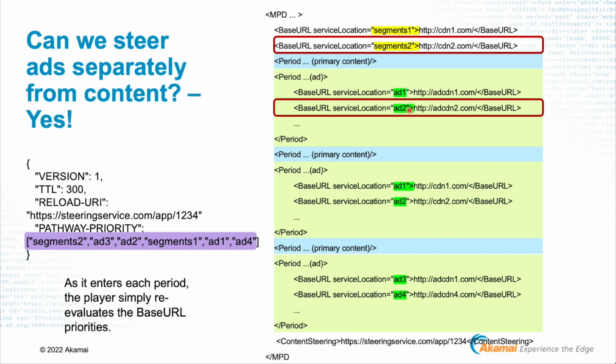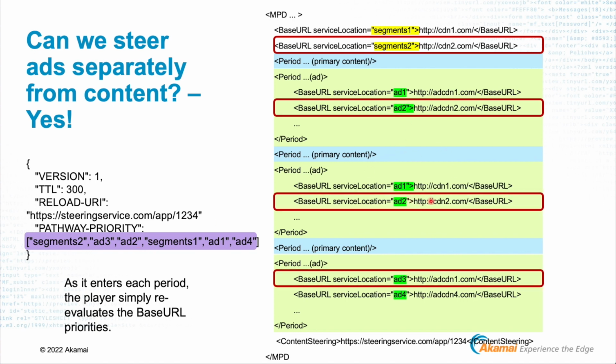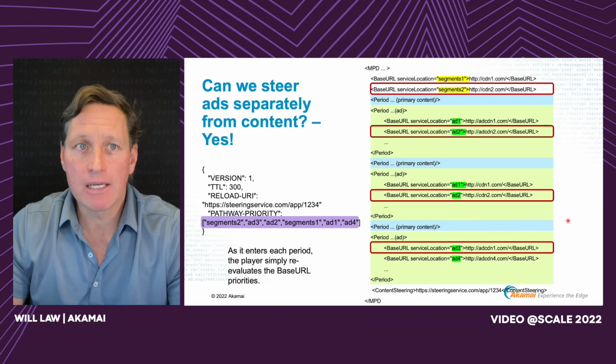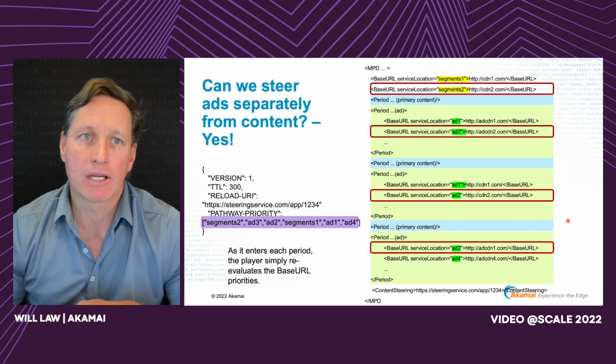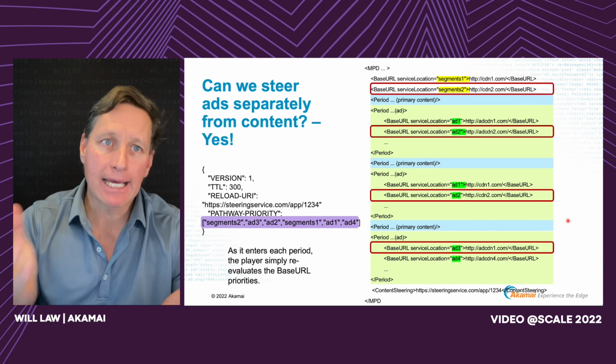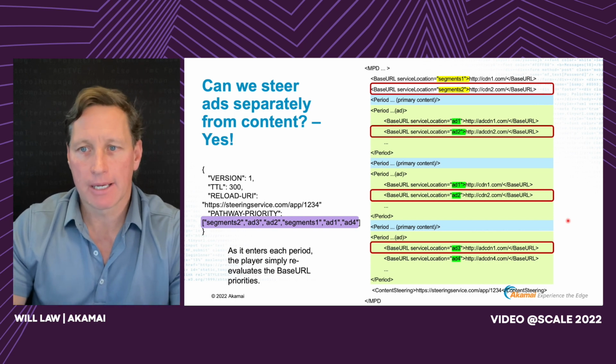As we hit the ad, we're actually going to use the ad source ad 2, because that's the next highest priority that matches inside this list. Same for the next ad period, we're still stuck with ad 2, and here suddenly we go to ad 3 because it's a higher priority than ad 4. So it's quite convenient with a single steering server, assuming it's controlled by the content distributor. We can use it to steer the primary content and any ads that are inserted into that content.